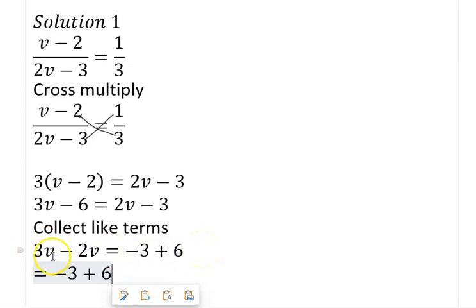Awesome. So we say 3v minus 2v gives us 1v. Since it is 1, there's no point writing 1 again, so we just write our v. Beautiful. So minus 3 plus 6 is just like saying 6 minus 3. It will give you what? 3. So our v is 3. That's for question number 1.